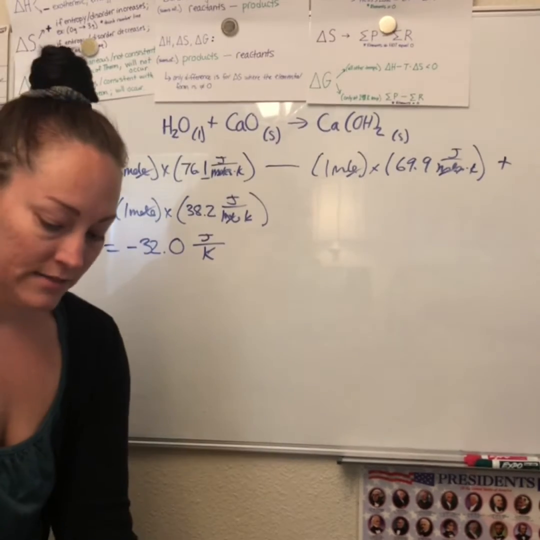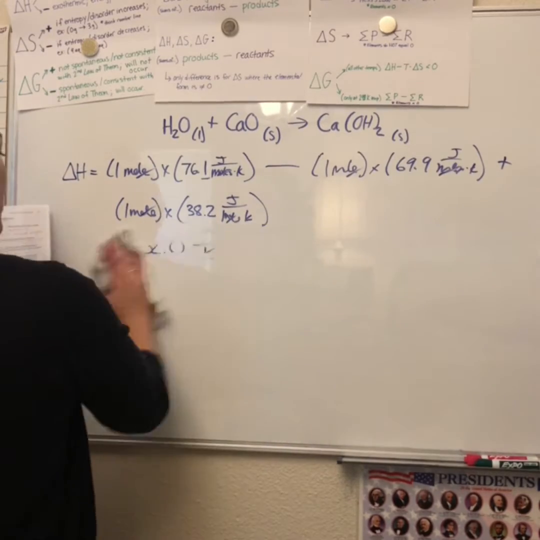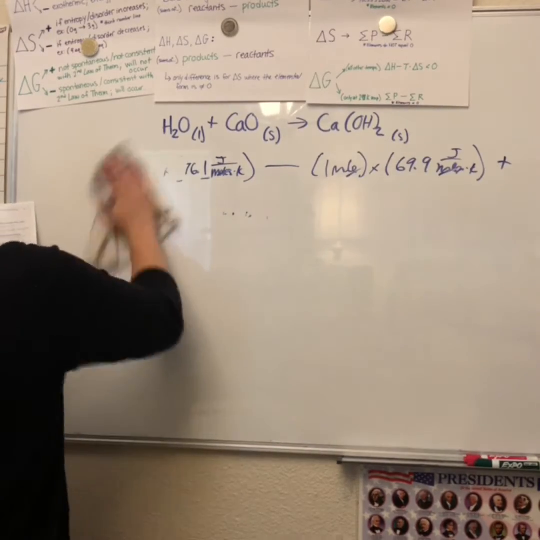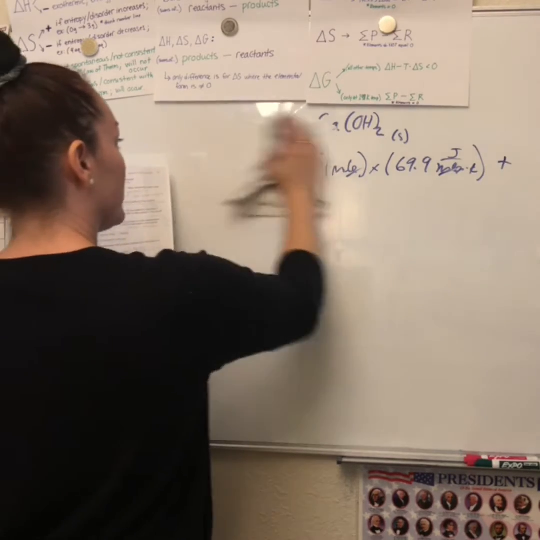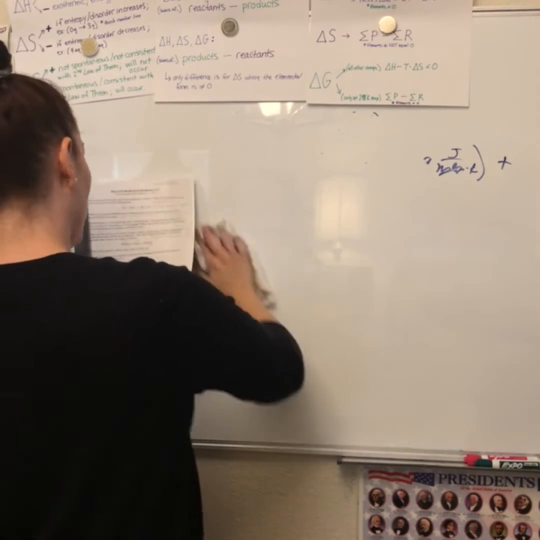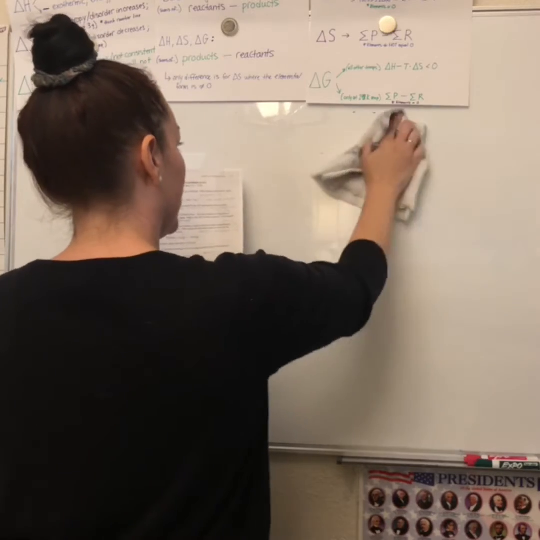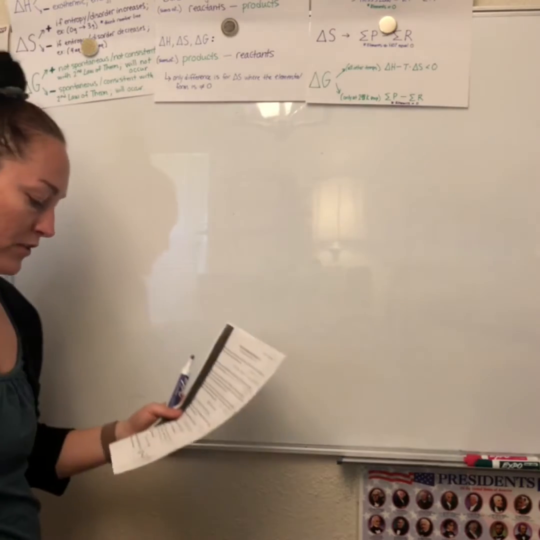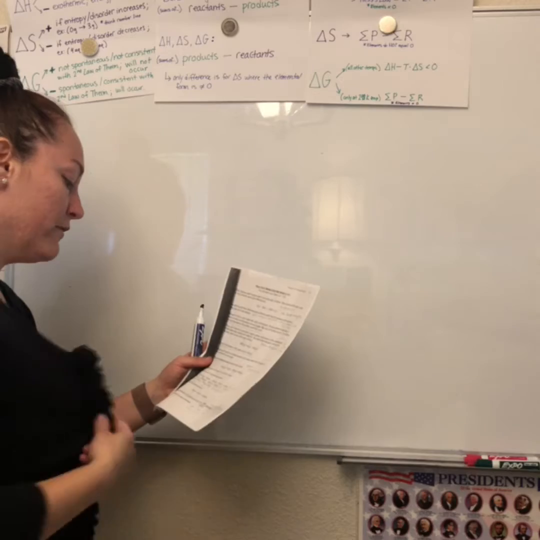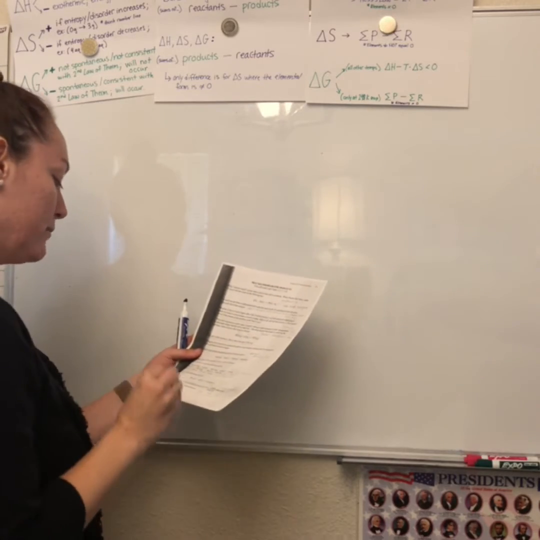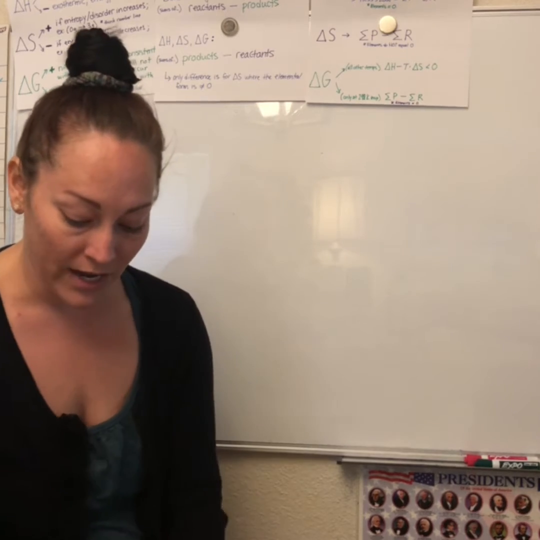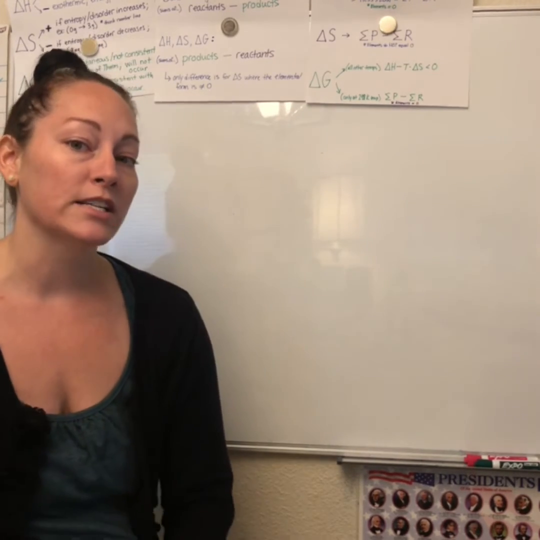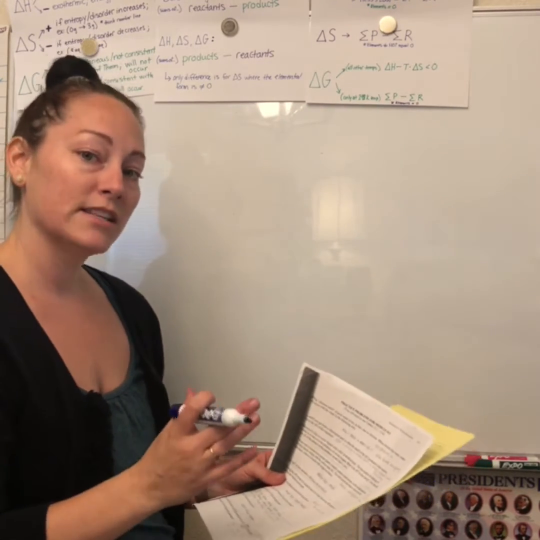It says, if the delta H, or enthalpy, of a reaction is negative 1023 kilojoules per mole, and the entropy is negative 324 joules per mole Kelvin, what is the temperature range for which this is spontaneous? Okay, so I know that it's spontaneous as long as that answer is less than 0.